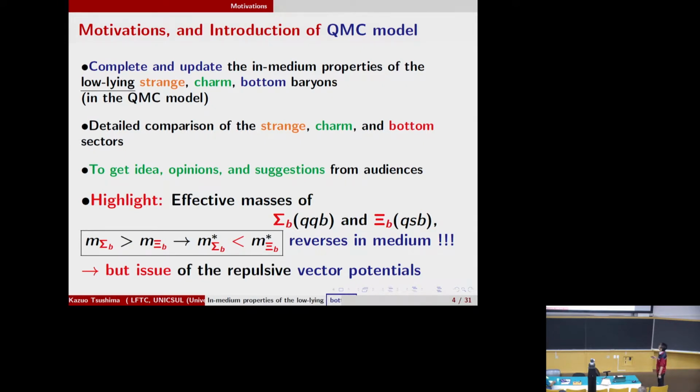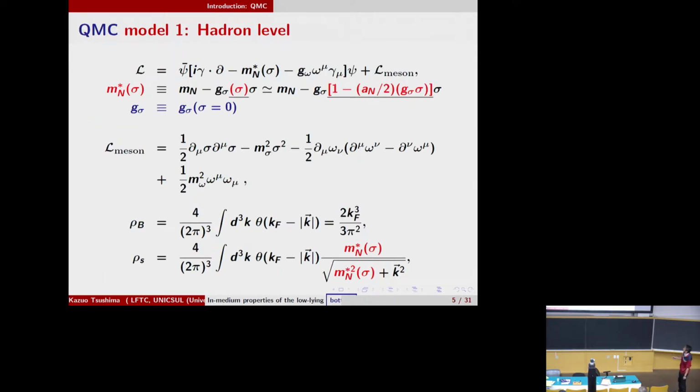Okay, you can already guess the conclusion. Then, how is this model constructed? This is a baryon and meson level effective Lagrangian. This psi is the baryon: octet baryon, or charmed baryon and bottom baryon you can think about. For the nuclear matter case I'm considering, it is the nucleon. And here is the so-called scalar part, the Lorentz scalar part. This gamma mu part is the Lorentz vector part.